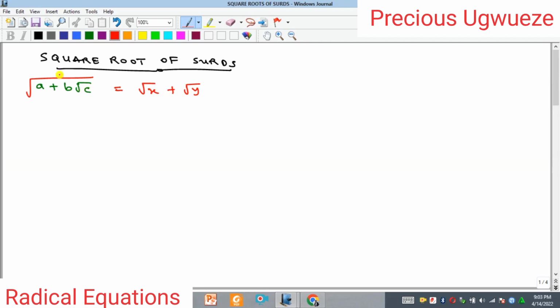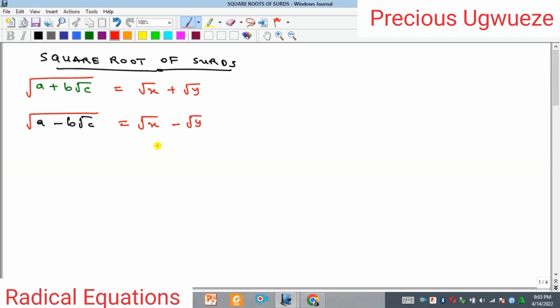Now what if what you have is a difference? That's, you have something like a minus b root c, and you're looking for the square root. Just the same thing you did here is what you would do. The only difference is that this will now be negative, that's minus root y. Then you are also trying to solve for x and y, and you put it here and you find the required root you're looking for.